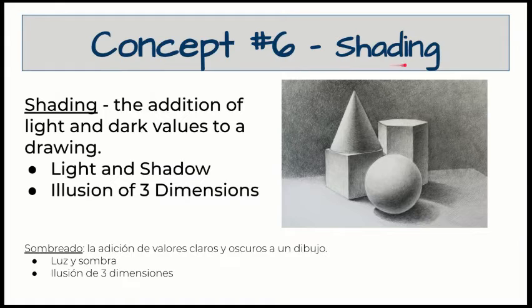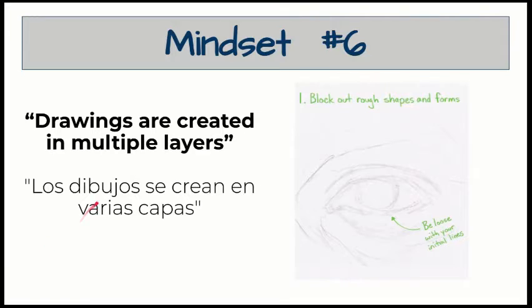The concept for this lesson is shading. Shading is the addition of light and dark values to a drawing. It's really about representing the way that light hits an object and how that shadow is created, and also how to create the illusion of 3 dimensions on a 2-dimensional surface.